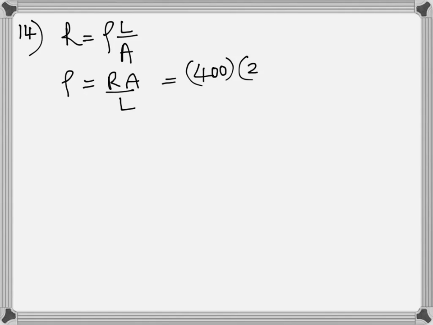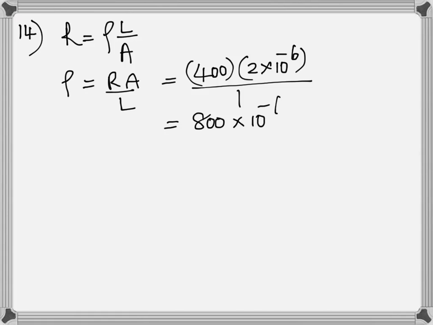14. You have to find the resistivity from that formula. R times A by the length. Just plug in the numbers. The length is 1 meter because it's 100 centimeter. And the answer is 800 times 10 to the negative 6, which is 8 times 10 to the negative 4 ohm meter. As easy as that.